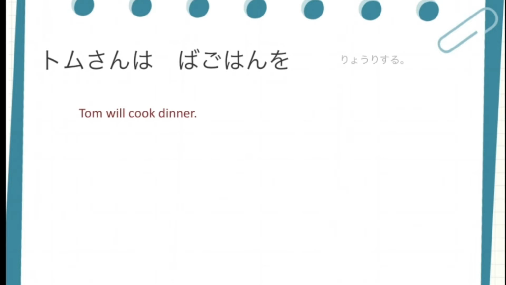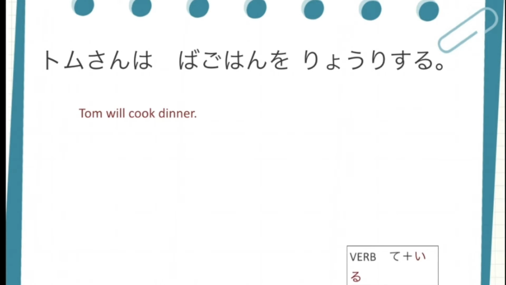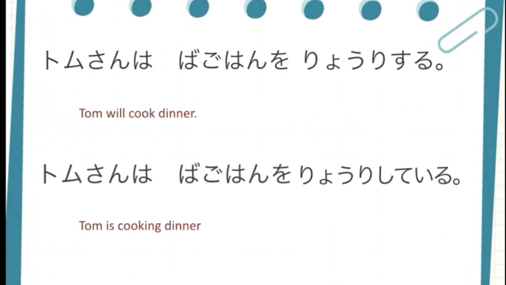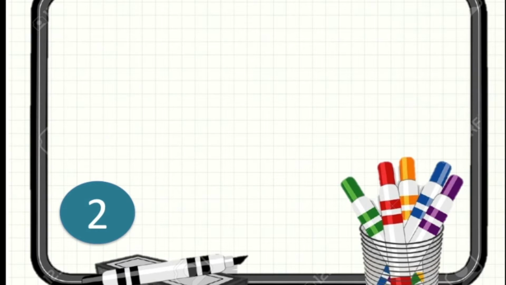Next example. Tom will cook dinner. This is also in future tense. Then if we conjugate the verb ryorisuru into ryorishite iru, it becomes Tom is cooking dinner. Next use.